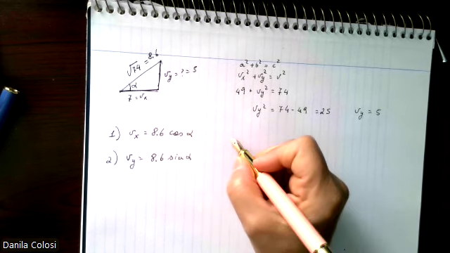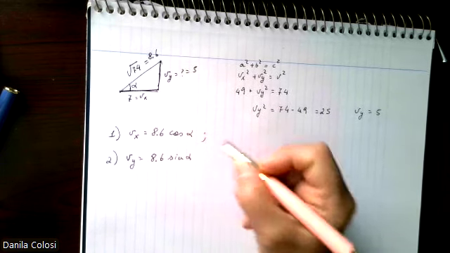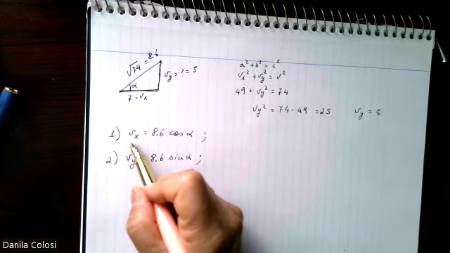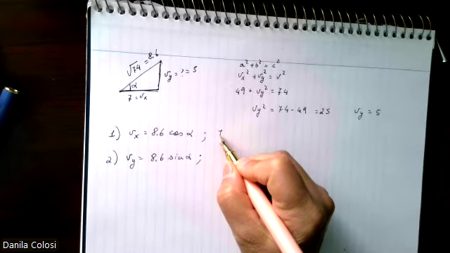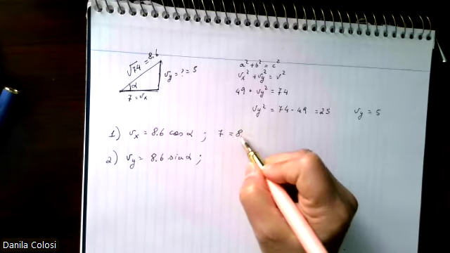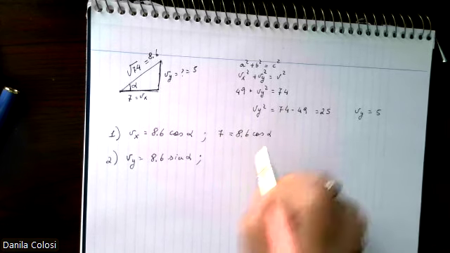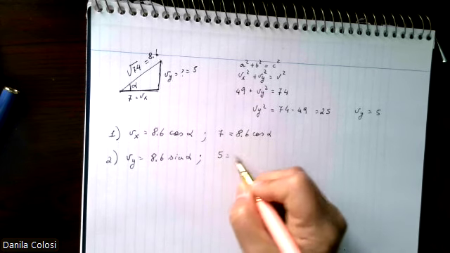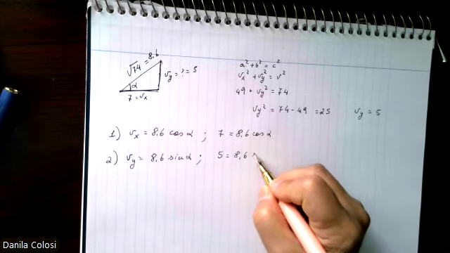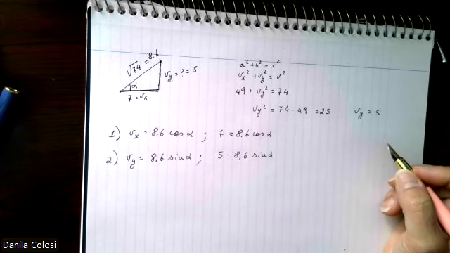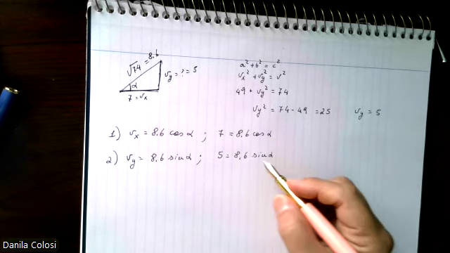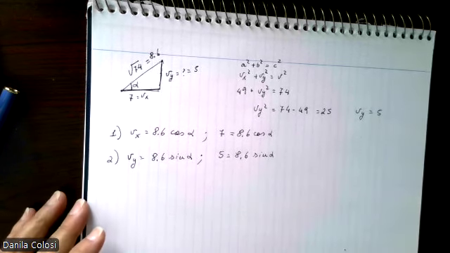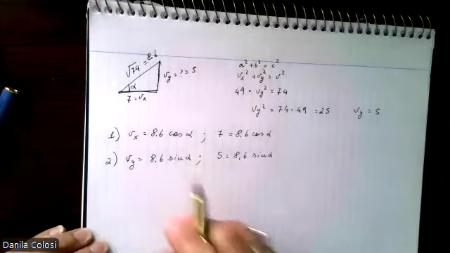so don't write equals where they don't belong. So new expression: Vx is equal to 7, so 7 is equal to 8.6 cosine alpha. Here, Vy is 5, so 5 is equal to 8.6 sine alpha. Okay, so let's do another one. Let's leave the alpha hanging so that we can go back and solve for alpha. But let's do one more.